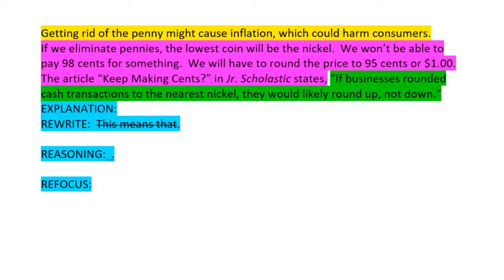Okay, so I'm going to do the explanation, the longest section. The rewrite portion, where I explain in my own words what the evidence means, is the first one. If businesses rounded each transaction to the nearest nickel, they would likely round up, not down. Okay, this means that prices would go up. So instead of saying this means that, I'm going to say rounding. I'm going to get rid of that line.